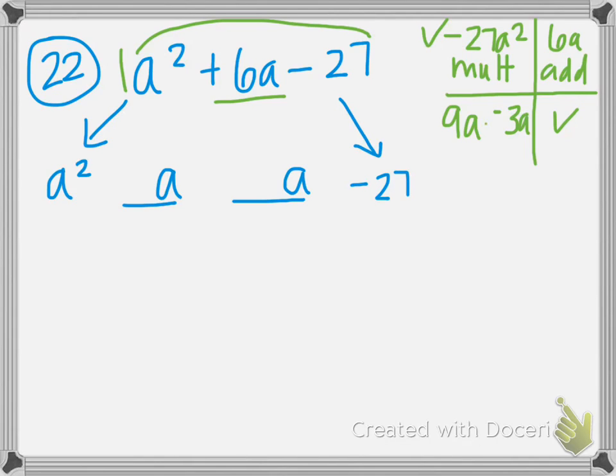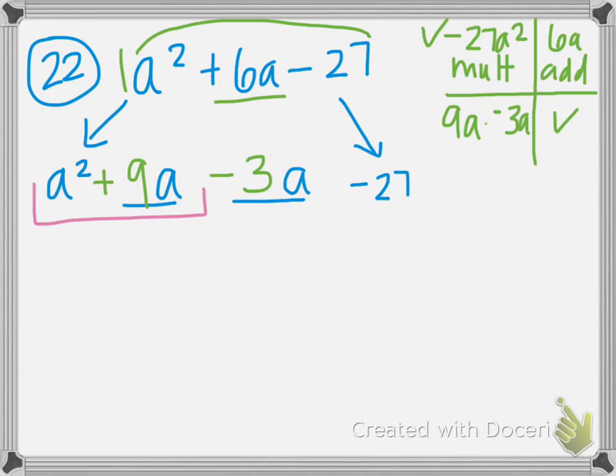So I can put a 9 as a coefficient of the first a and a negative 3 as the coefficient of the second a. I could also switch those two. It doesn't matter which order you write them in. And now you see that we have a 4-term polynomial, which we can then solve by factoring with grouping.